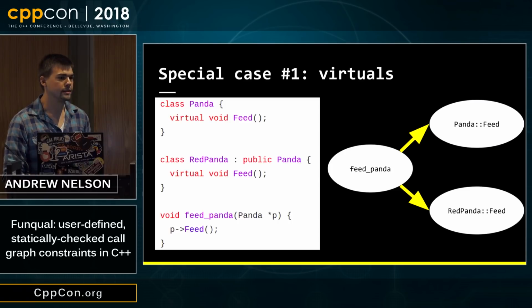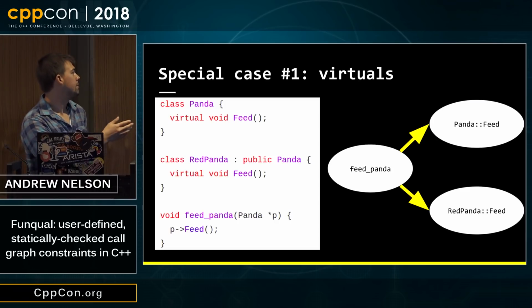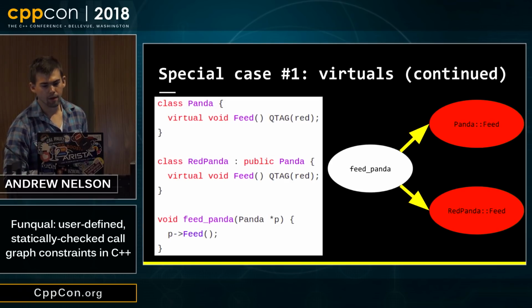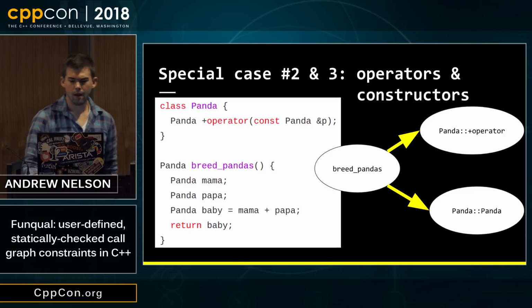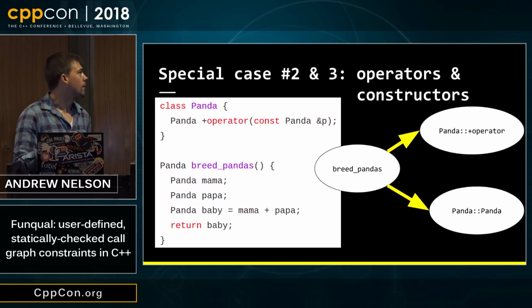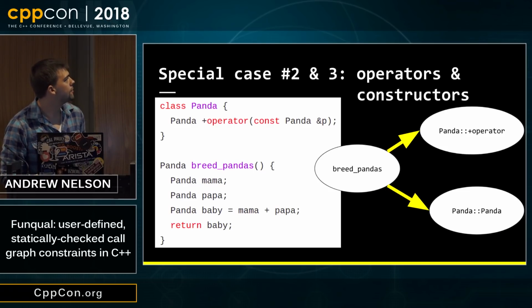There's a couple special cases with this. The first is that any and all virtual methods have to have the same type or qualified type. Just like if they had const or same return type, we're going to require the user to give them the same Funqual qualified type. And also for constructors and operator overloads, there's a little bit of finagling that has to happen with the AST to actually resolve back correctly to the function being called, but that can happen at compile time too.